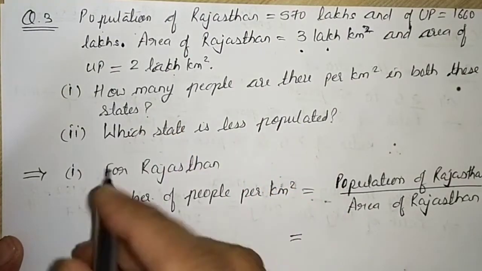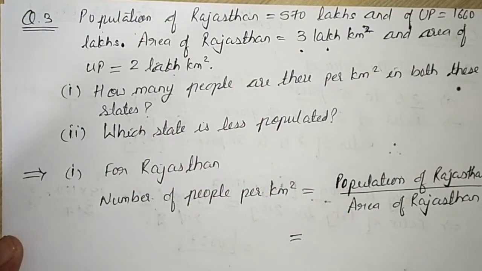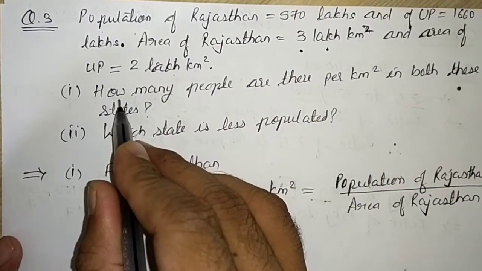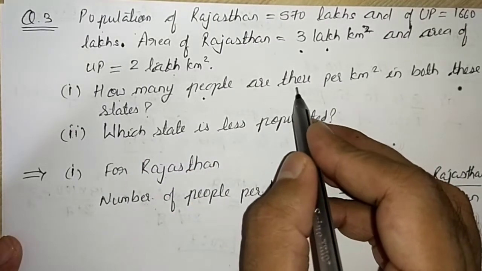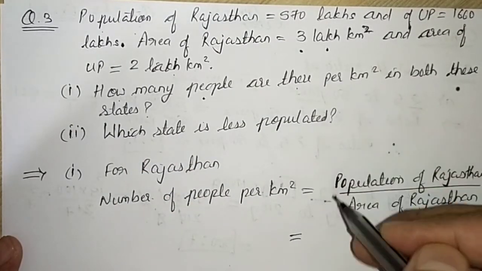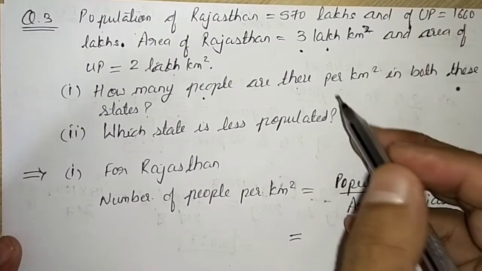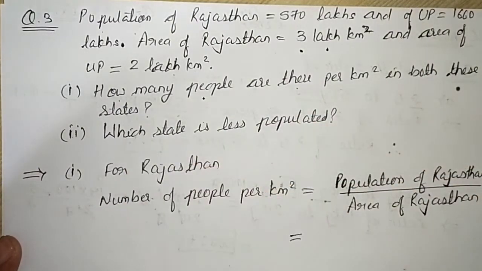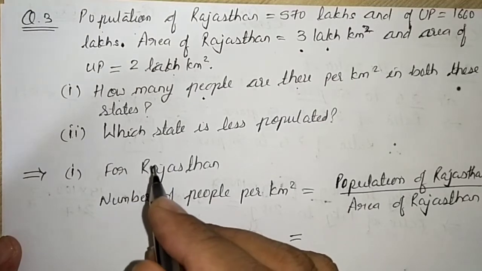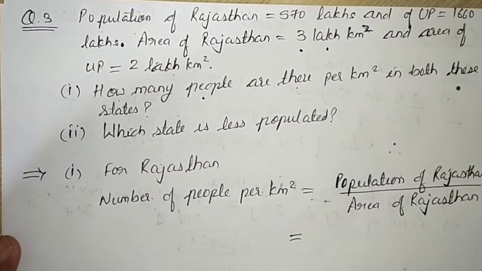What we have to find is these 2 questions. This is given to us. We are supposed to find how many people are there per square kilometer. In 1 square kilometer, how many people are residing in both these states, that is in Rajasthan and UP. Per square kilometer, that is in 1 square kilometer area, how many people are residing.